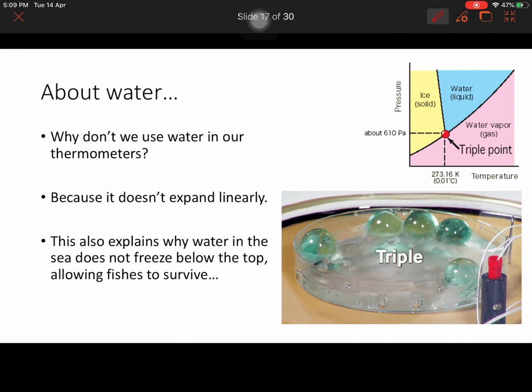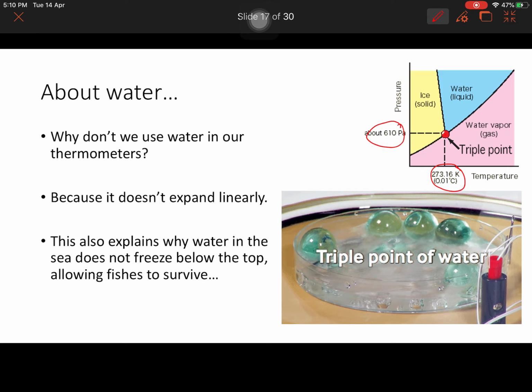If you take a look at this, it's quite interesting. At a certain temperature and at a certain pressure, water can exist in all three states: solid, liquid, and gas. This is called the triple point of water. So this is why we don't use water.